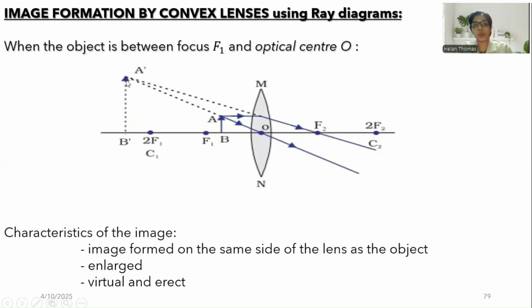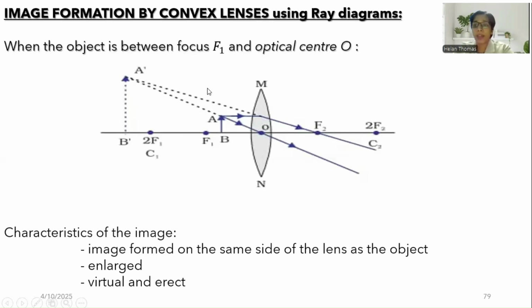So we will extend these two rays, and these two rays appear to come from this particular point, that is, an image is formed behind, on the same side of the object. You get an enlarged and erect virtual image. So if you notice this image, it is on the same side of the lens as the object. It is an enlarged image, it is virtual and erect.